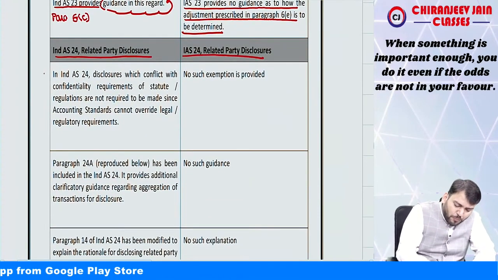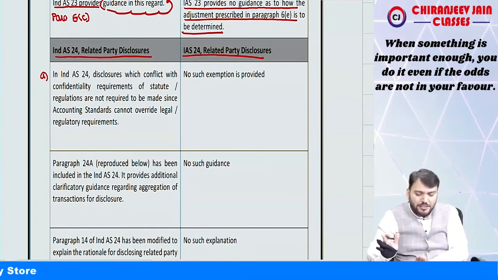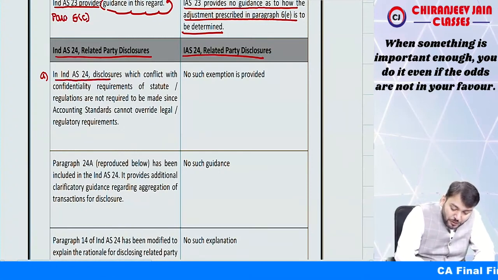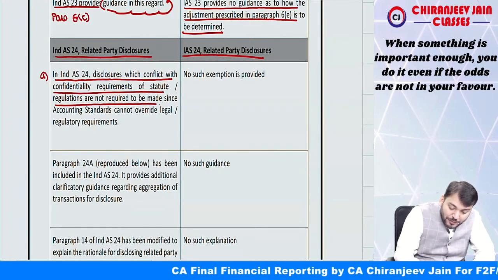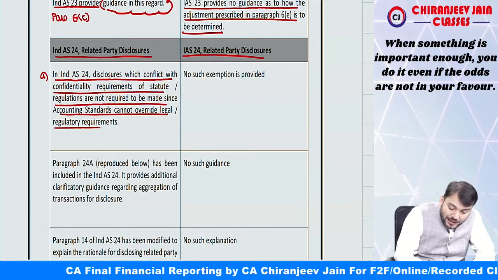For this, only point number A and the last point are relevant. The other points are not major differences. Correct. What does point number A say? Ind AS 24 says disclosures which conflict with the confidentiality requirement of statute or regulation are not required to be made, since an accounting standard cannot override a legal or regulatory requirement.